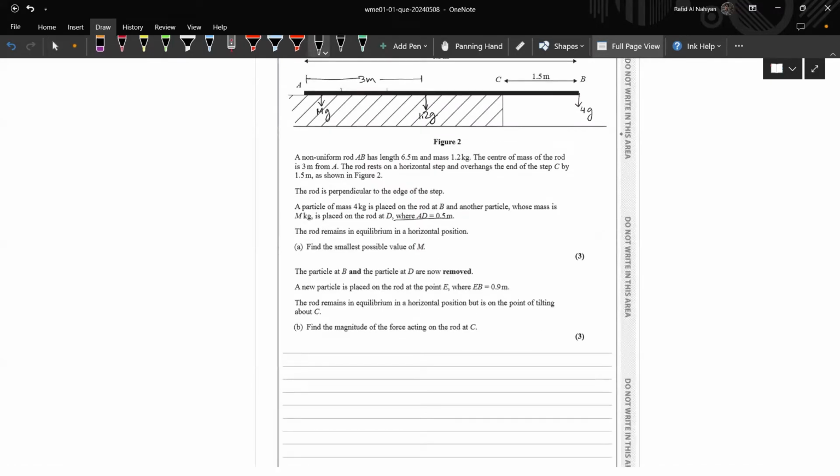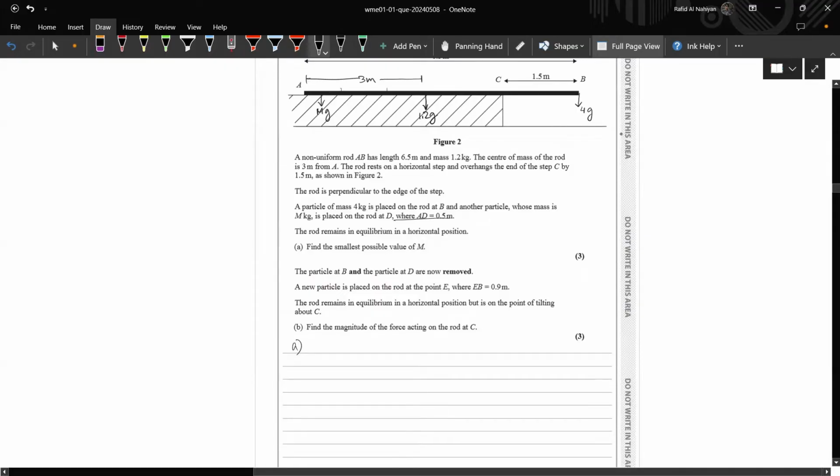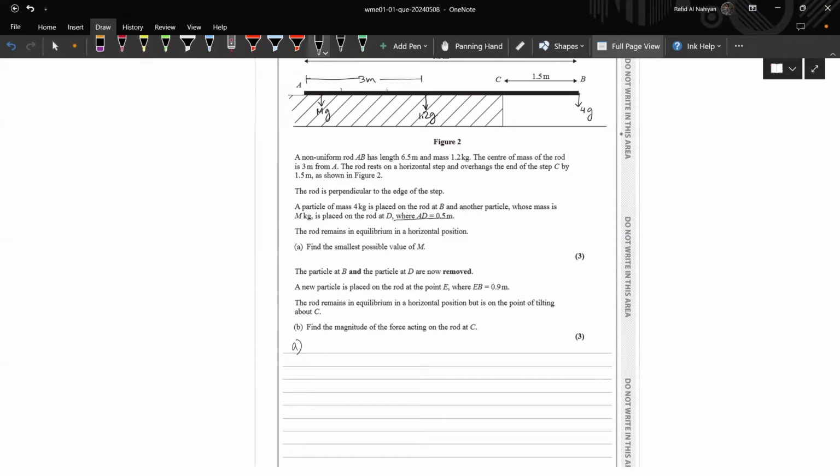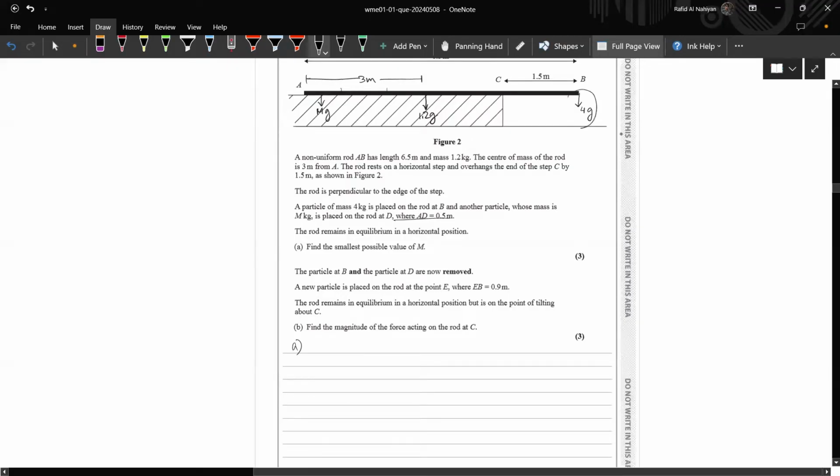So I just have to consider what I call the principle of moments. The principle of moments is basically the total anticlockwise moment is equal to the total clockwise moment. So if I use that fact, if I consider C as the pivot, then my clockwise moments are going to be produced by this force only. There are no other forces in the clockwise direction. So that's 4g times the distance from the pivot, 1.5. This must be equal to the anticlockwise moment, the anticlockwise moment being 1.2g times the distance here.